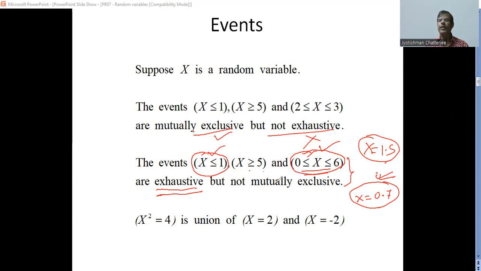Similarly, if you take any other value of capital X, that will be covered by at least one of the three events. However, they are not mutually exclusive, because if you take capital X equal to 0.7, then that value is covered by both these events or satisfied by both these events. That means these two events, capital X less than or equal to 1 and capital X between 0 and 6, are overlapping events. In other words, they are not mutually exclusive. That's why this collection is also not mutually exclusive.